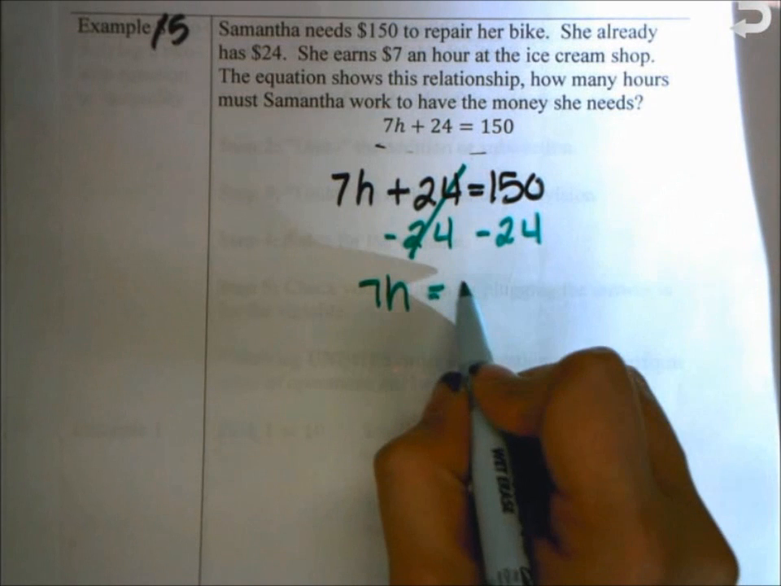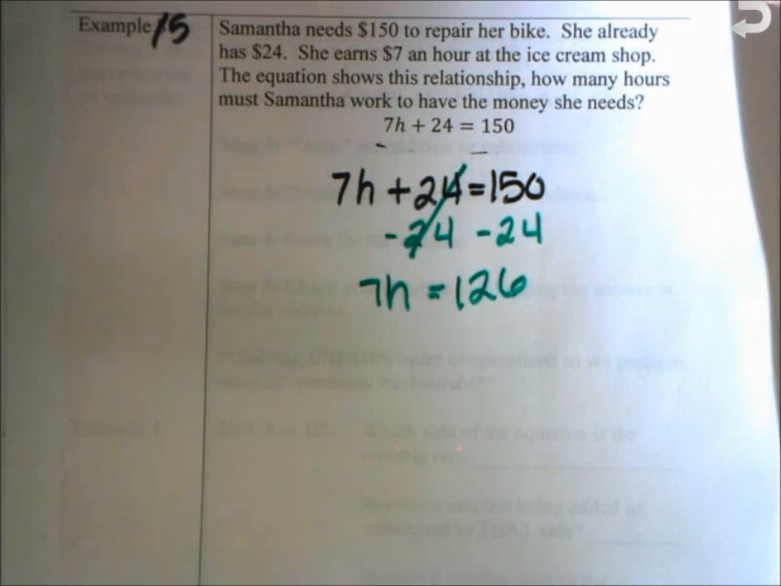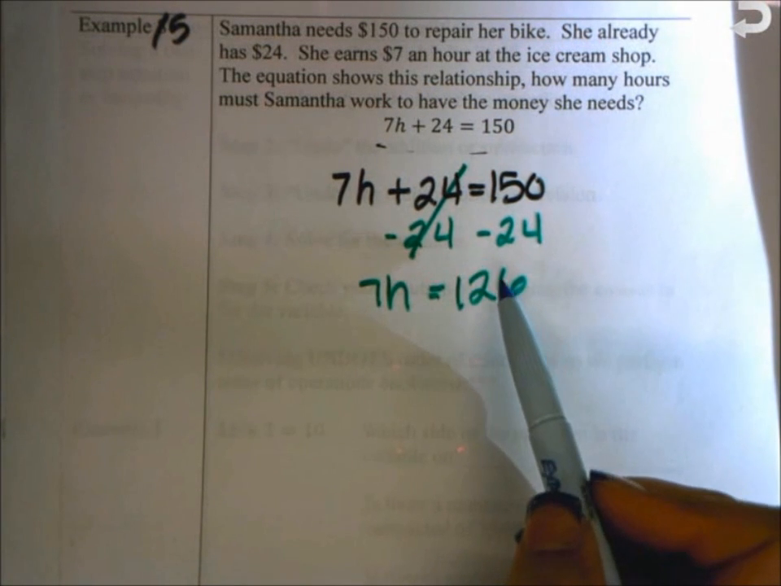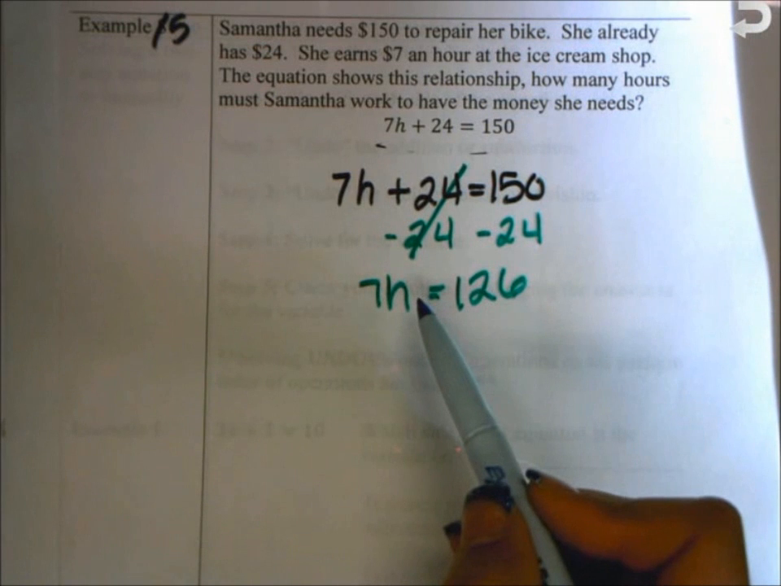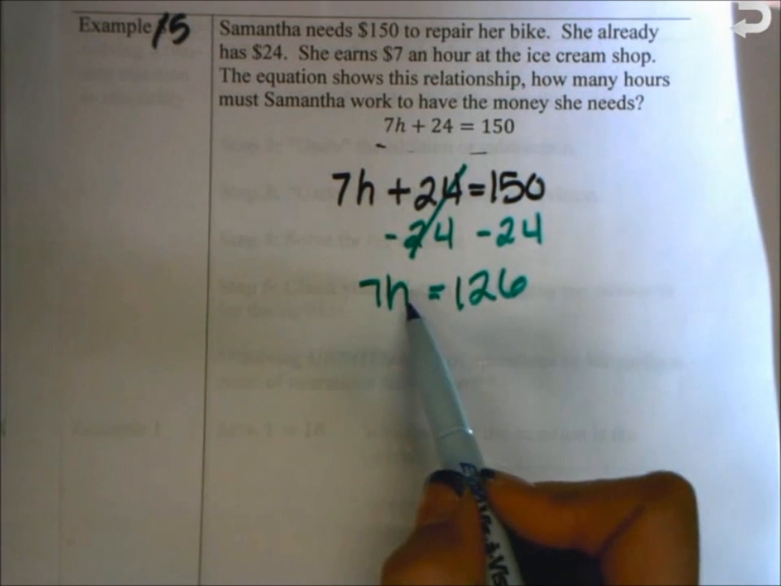Okay, well we have 7h equals 126. 7h, what operation is that? Is that addition, subtraction, multiplication, or division? Multiplication. So how do I undo multiplication? By dividing. Exactly. I divide both sides by 7.